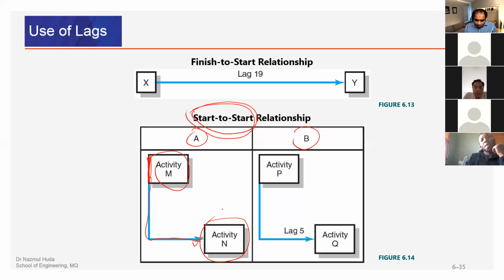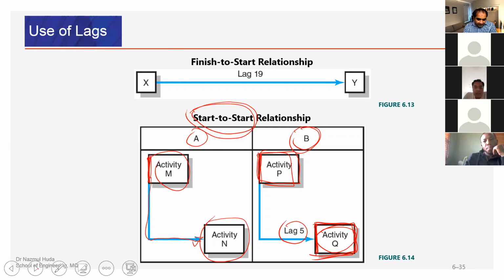All right. So in another task B, say for example, from activity P to activity Q, we have a lag of 5. That means from the start of activity P, within 5 days, we'll be starting activity Q. So this is the start to start lag. From the start of P, we have 5 days to start Q, so that we know exactly when Q will be starting, and we can start the planning and preparation for activity Q. This is start to start.